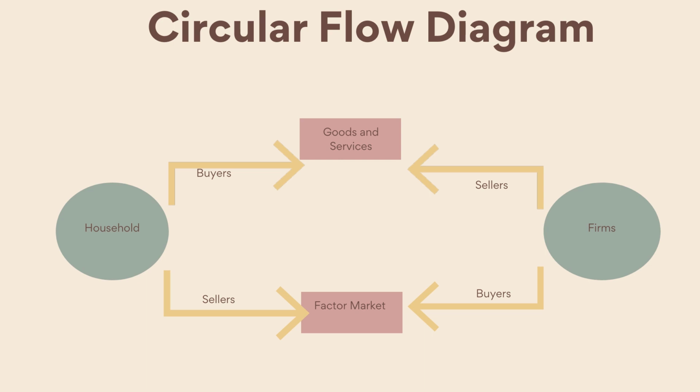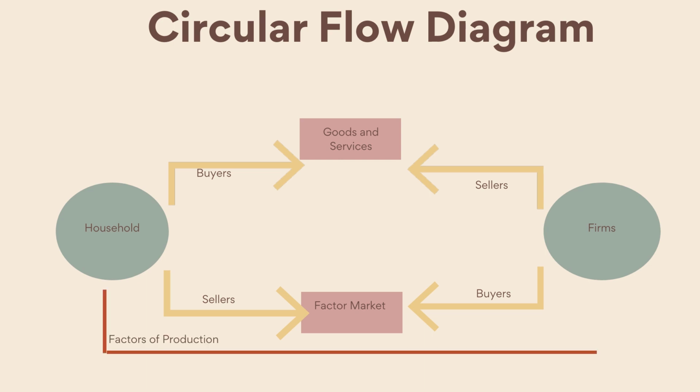When we are in the market of goods and services, the buyers are the household and the sellers are the firms. And then in the factor market, or the market of factors of production, the buyers are the firms and the sellers are the household naman.